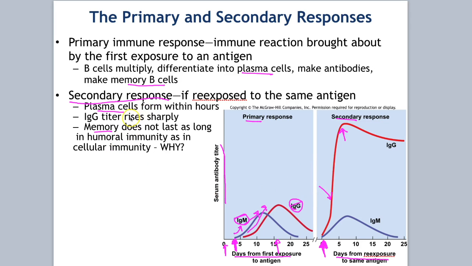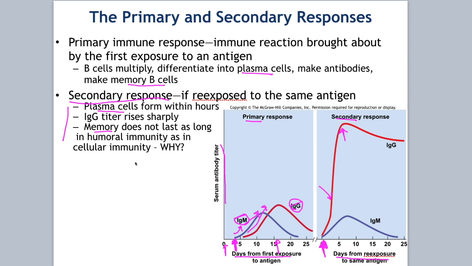Okay, let's see. So that's all written here. Now the last thing is that our memory does not last as long in humoral immunity as in cellular immunity. The reason for this is that the T cells, the memory T cells, and even the memory B cells as well, can live a very long time. So that's a very long-lasting type of immunity involving the cells.